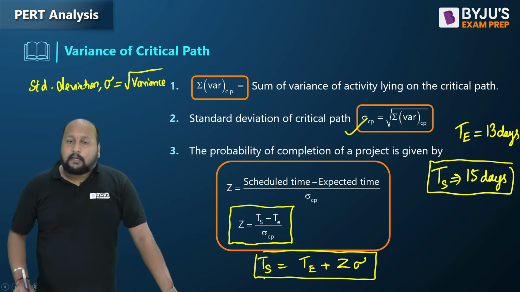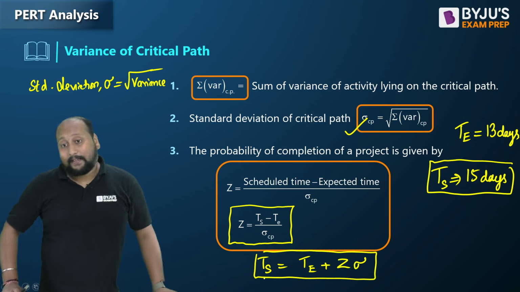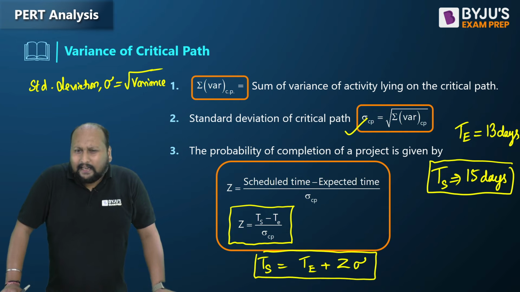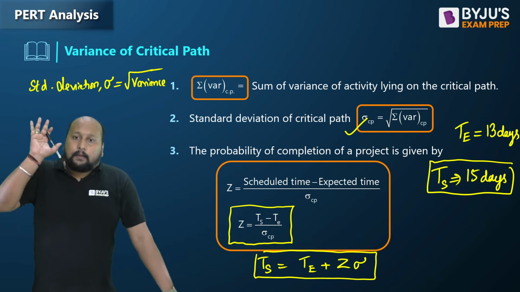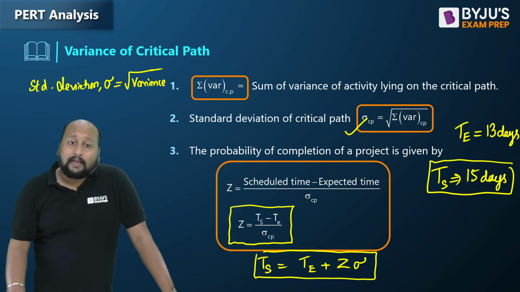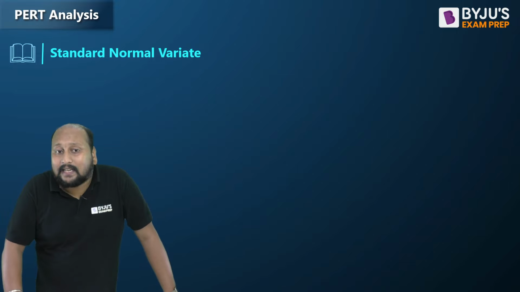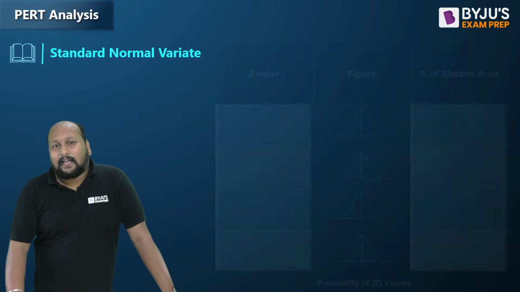Scheduled time is equal to expected time plus standard normal variate into the standard deviation. So let us try to understand. We have not yet understood how we can calculate the probability, because this project follows a normal distribution and we are calculating the standard normal variate. Let us try to understand the meaning of the standard normal variate. It is nothing but the area of the shaded region.